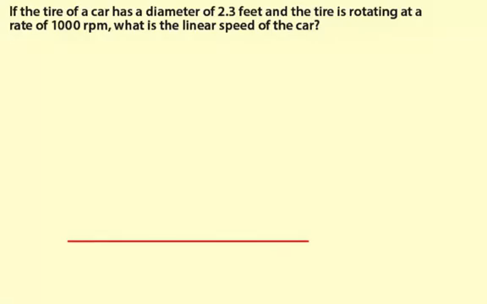So there's the road. There's the tire. There's the center of the tire. And there's the radius of the tire. Now the tire meets the road right here. And let's say that the car is going in this direction, forward. That means the tire is going to have to be rotating this way.